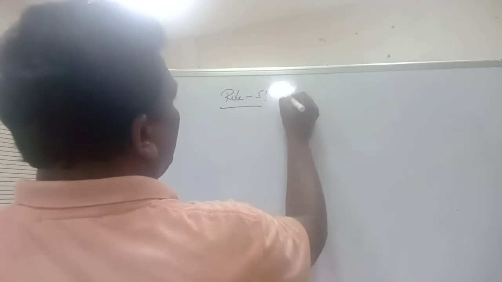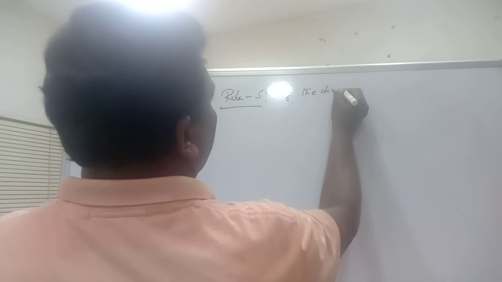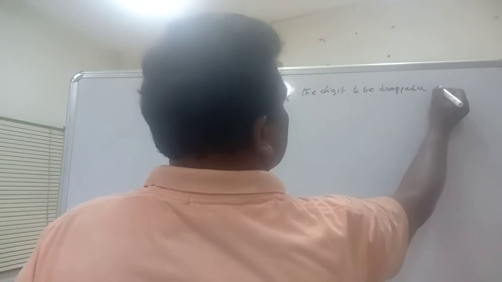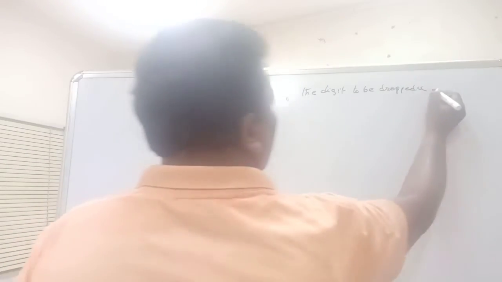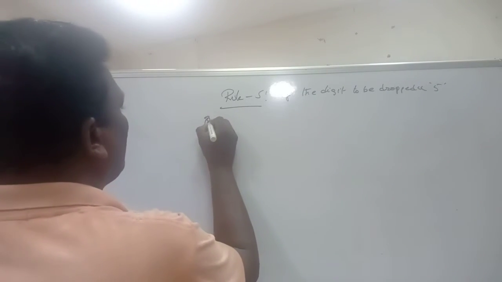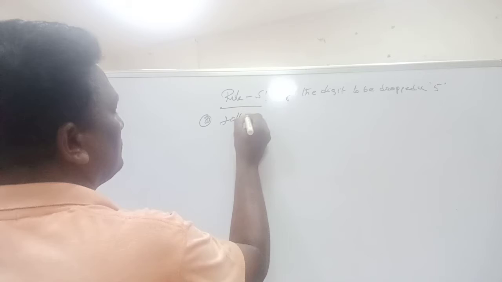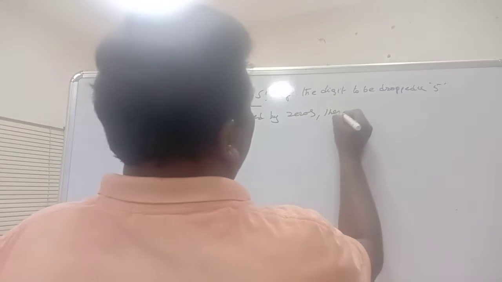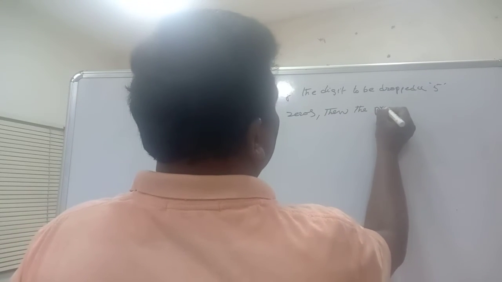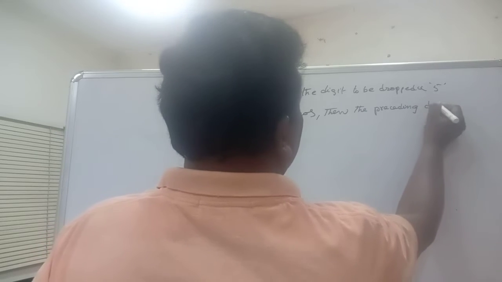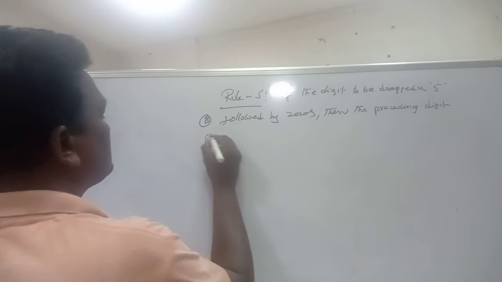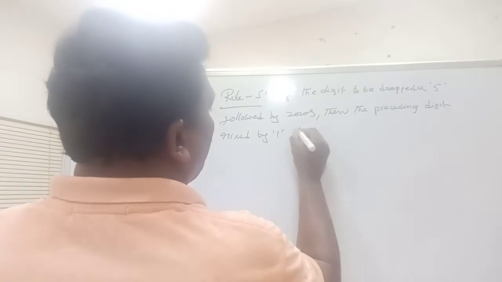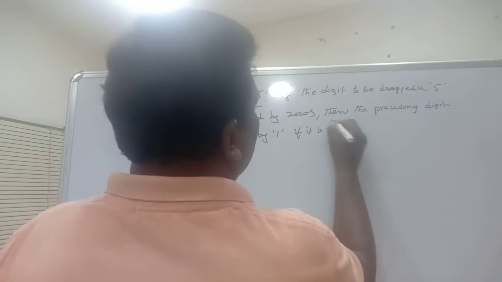So rule number 5, if the digit to be dropped is 5 or followed by zeros, then the preceding digit is raised by 1 if it is odd.